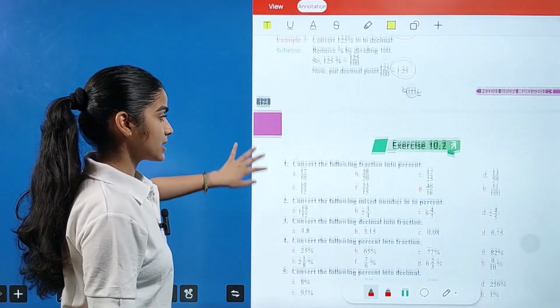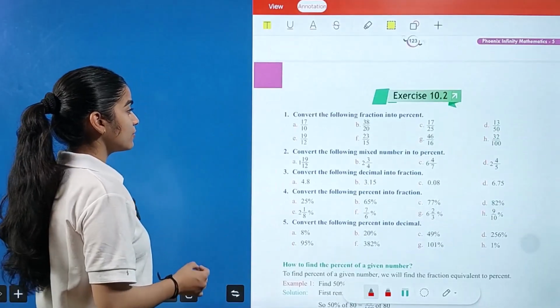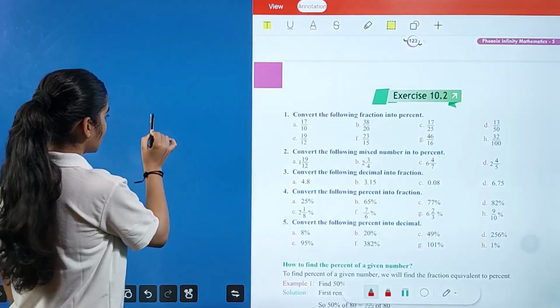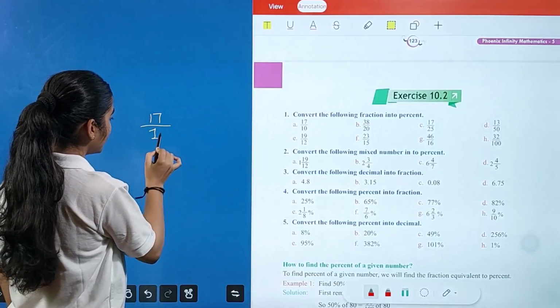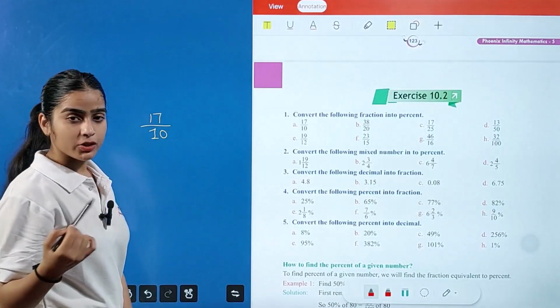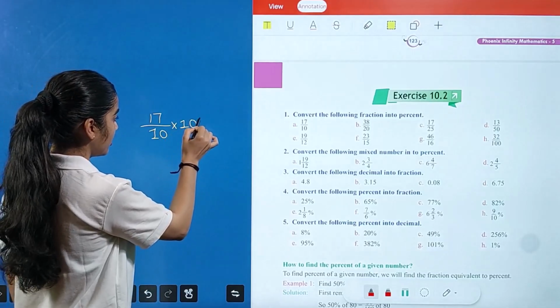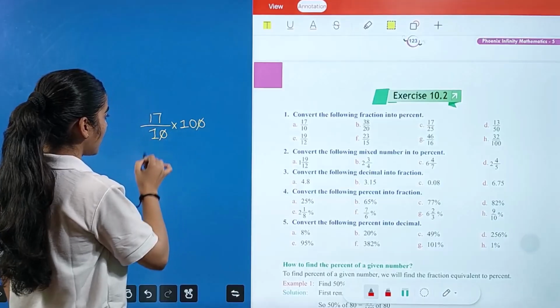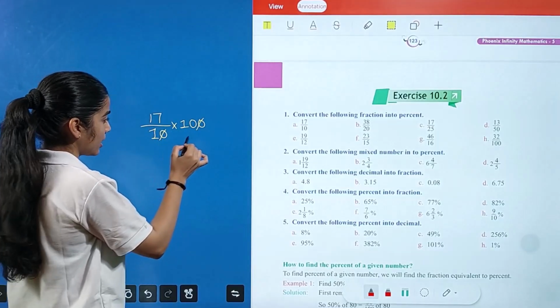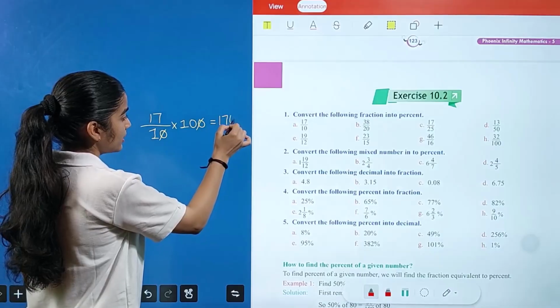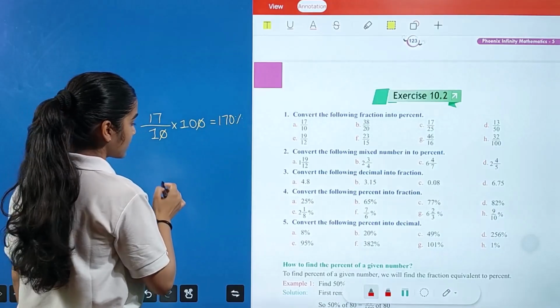Next we have our exercise 10.2. Convert the following fraction into percentage. 17 upon 10. For converting fraction into percentage, we have to multiply it with 100. So 0 will be cancelled with 0, and 17 into 10, your answer will be 170%.